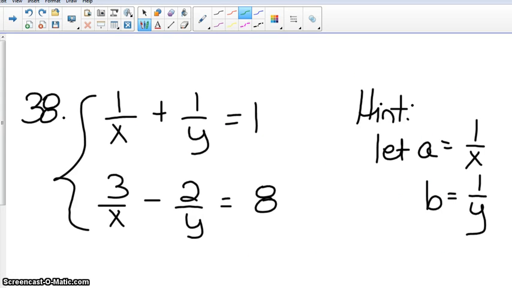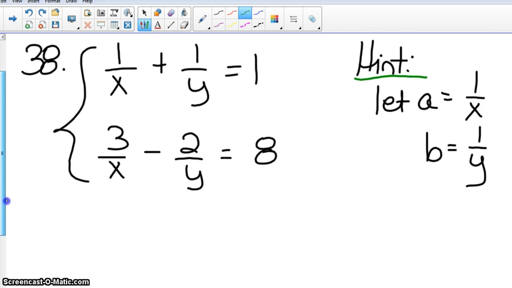Alright, here's a toughie. Write this down. 1 over x plus 1 over y equals 1, and 3 over x minus 2 over y equals 8. Now, it's a little tricky to do this. Here's your hint. Since they both have something that's over x and over y, let's reassign a value. We're going to say that a is equal to 1 over x, and b is equal to 1 over y. And I think that'll let us manipulate our equation a little bit easier.